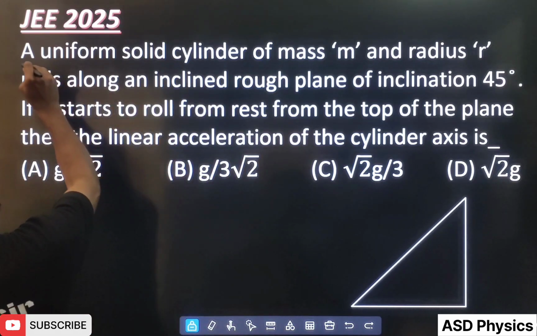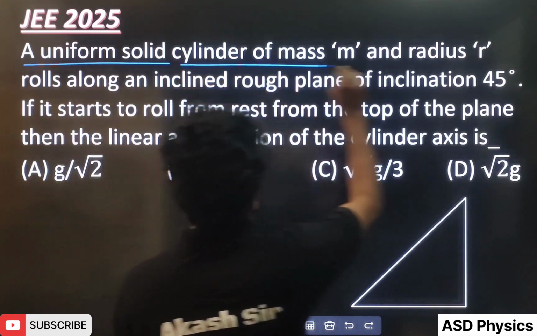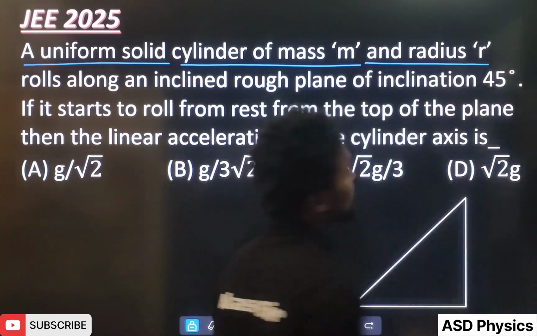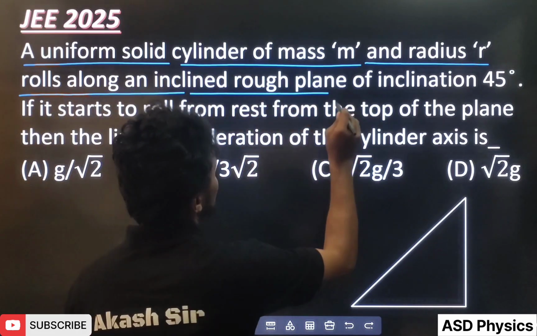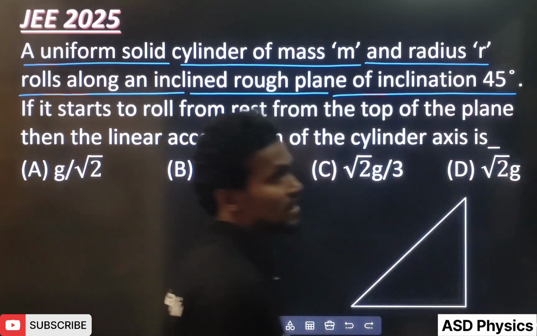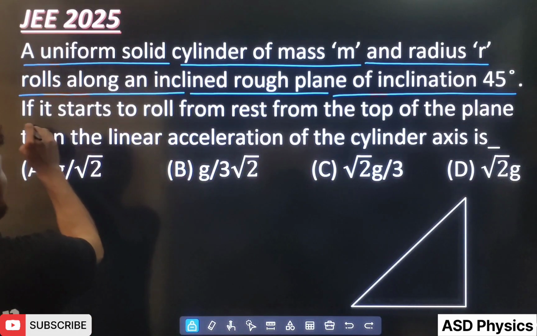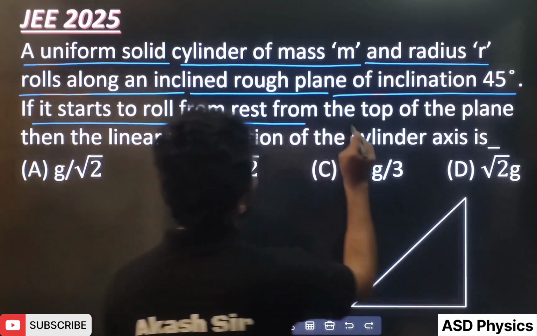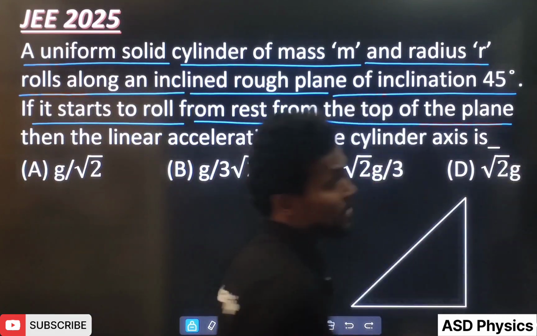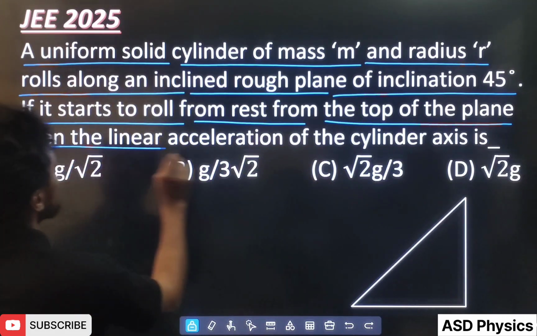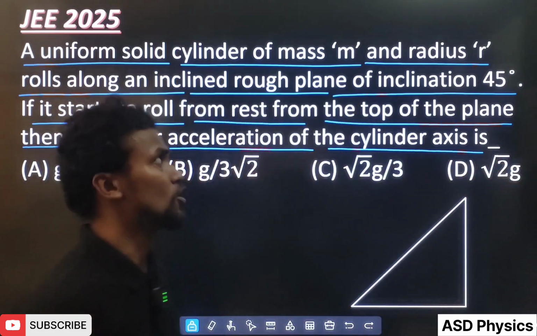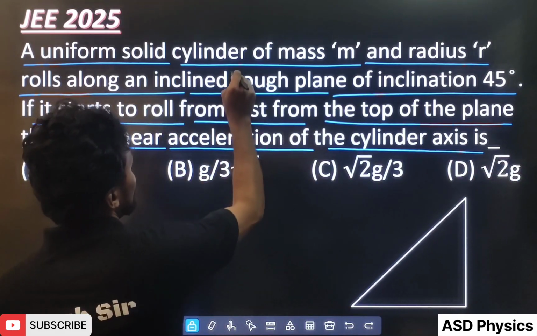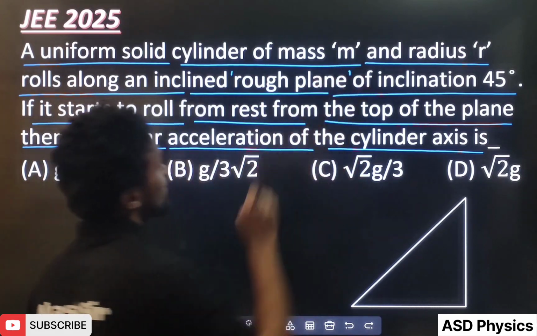The question is: a uniform solid cylinder of mass m and radius r rolls along an inclined rough plane of inclination 45 degrees. If it starts to roll from rest from the top of the plane, then what is the linear acceleration of the cylinder axis? Remember one more very important thing here, the rough plane.